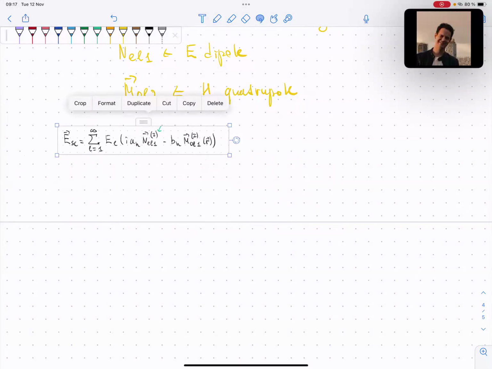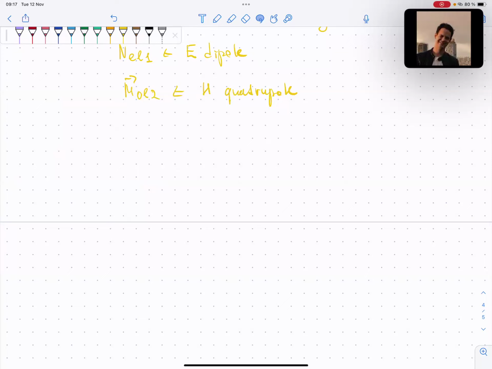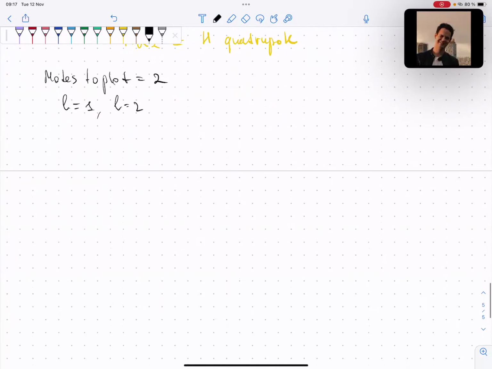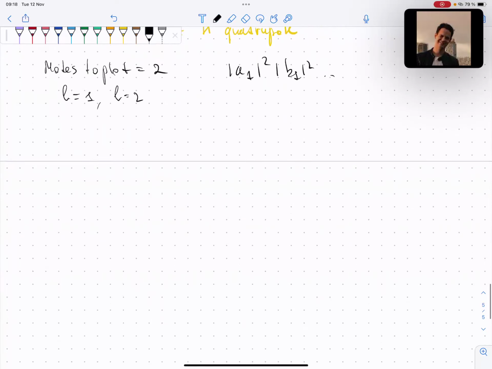Sometimes this doesn't work. For example, if you want to plot only dipole and quadrupole modes, we choose modes to plot equal to 2. In this case, it will plot modes with L equal to 1 and L equal to 2. This Mie calculator will actually plot A1 squared, B1 squared, and A2 and B2 squared.